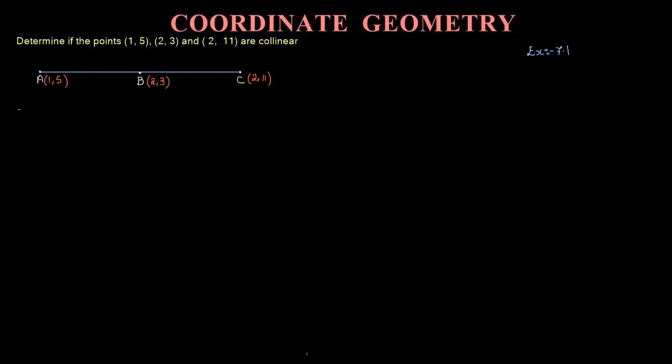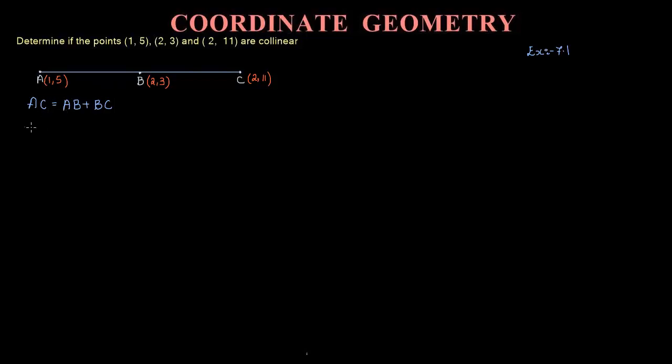Okay, so if the 3 points are collinear, then AC will be equal to AB plus BC, right? So the total distance AC will always be equal to the sum of the two smaller distances here, AB plus BC, right? So we need to prove that. For that, let us use the distance formula to find the distance AC. Then we will sum up the distances AB and BC to check whether it is equal or not.